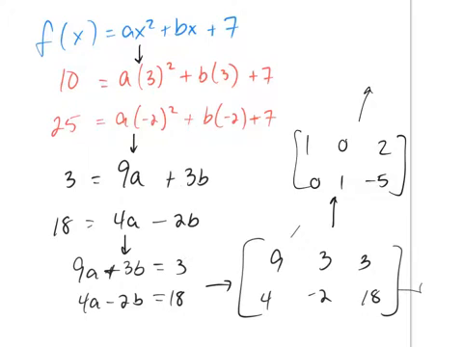Please remember what the first column was. The first column was A. The second column was B. So this really says 1A equals 2. This here says 1B equals negative 5. So A is 2 and B is negative 5.